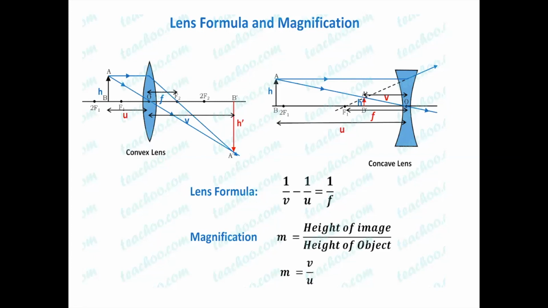In case of lens, it is height of image of the lens upon height of object of the lens. And even for a mirror, you need not worry, it is going to be image height upon object height, and M is equal to V upon U. मिरर फॉर्मूला कैसा था? मिरर फॉर्मूला में मैग्निफिकेशन M कैसा था? Minus V upon U. And magnification in case of lens is positive V upon U.